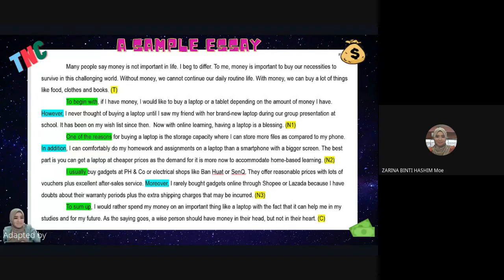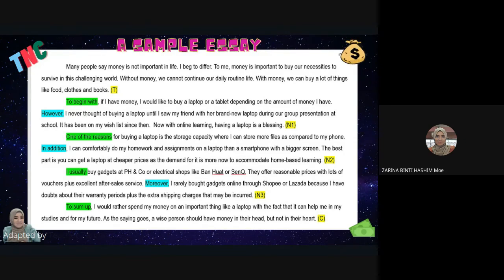The third reason, the best part is you can get a laptop at cheaper prices. Maybe some brands offer good prices, especially for students, because they know we are using it for online learning. The prices will go down when a lot of people buy from that company, so they will reduce the prices. So that means cheaper prices. So 3 reasons here, and that will be your question number 2.